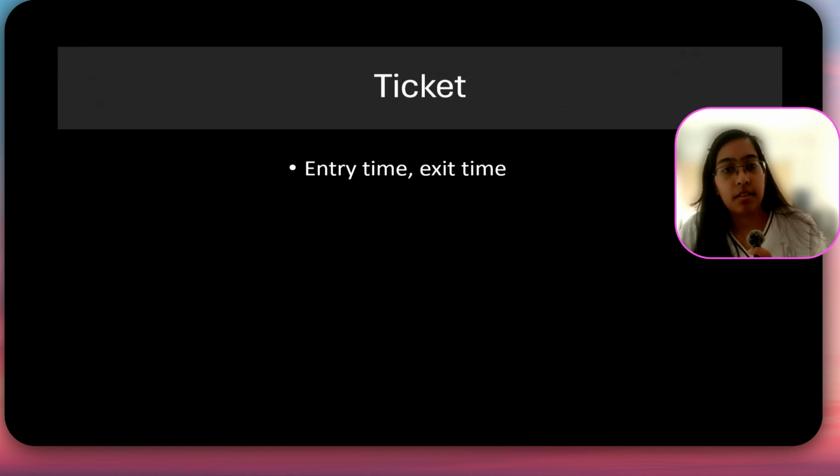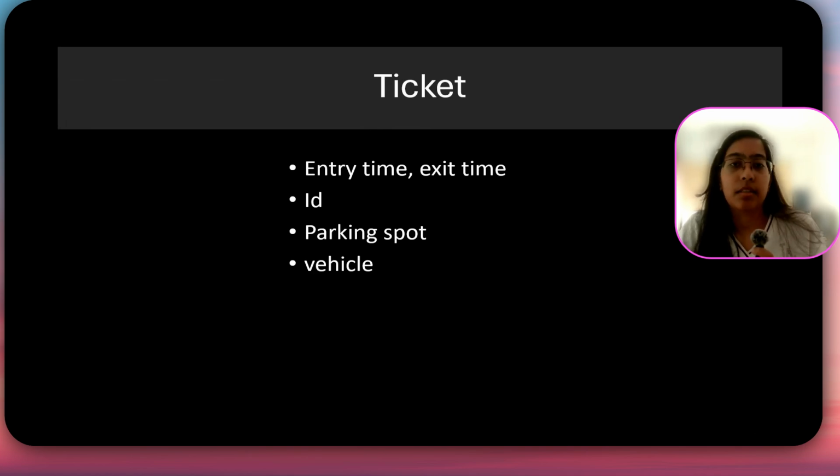Okay, now let's move on to the ticket. So ticket will have the entry time and exit time, ID, parking spot, and the vehicle, of course, like for which vehicle you're issuing the ticket.